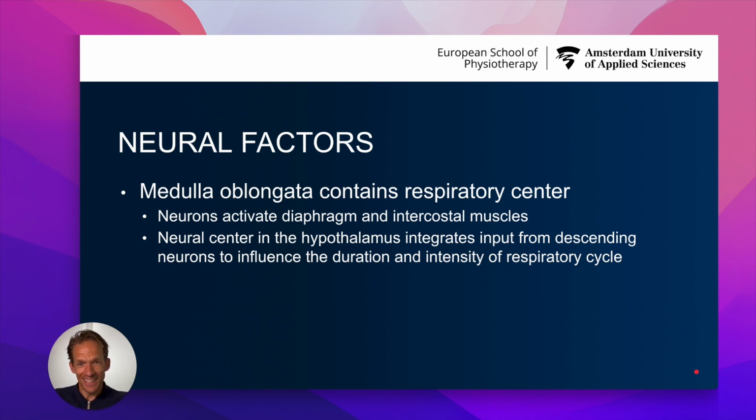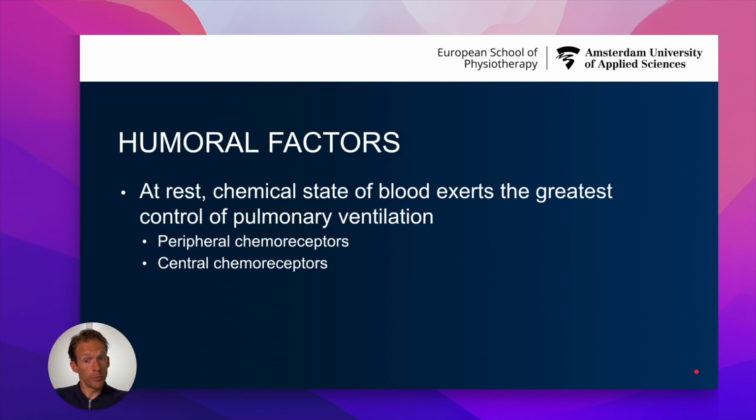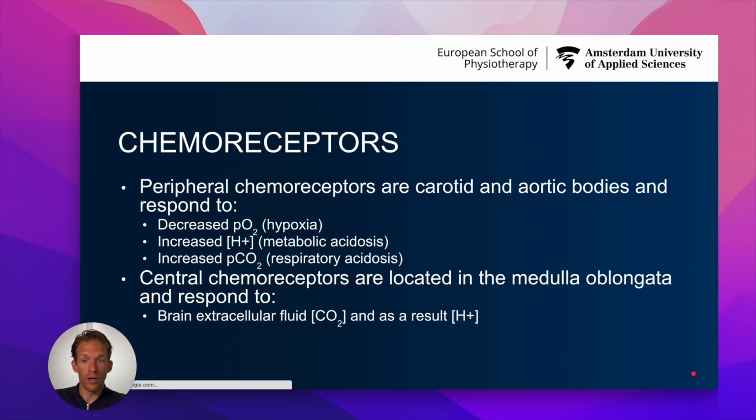We will see later that during exercise there are certain decisions to be made that will cause one factor maybe to be more dominant than another one. The humoral factors are about the chemistry, and some of the next slides will show examples of that, and that is all based on the chemoreceptors. So we have peripheral chemoreceptors and central chemoreceptors, and they play an important role in the constant monitoring of the levels of O2, CO2, and acid.